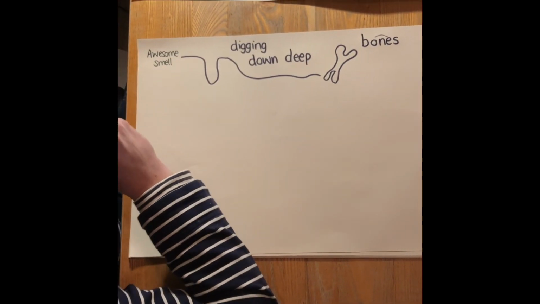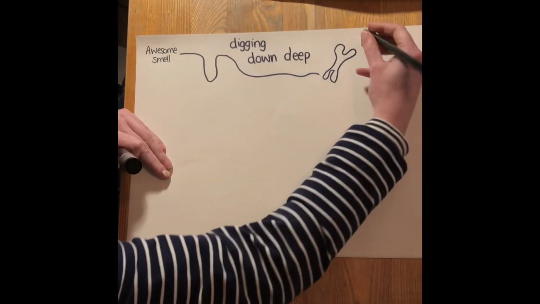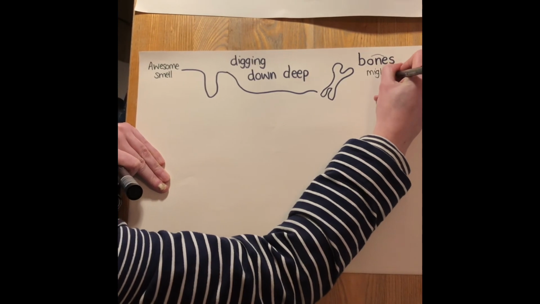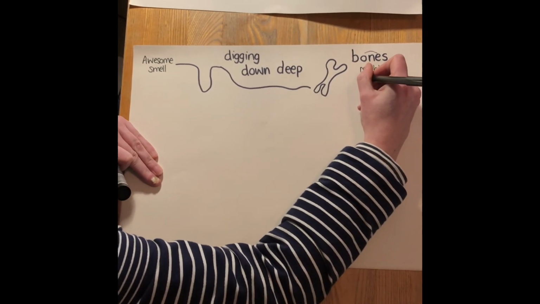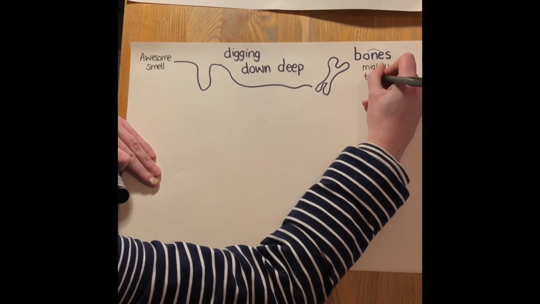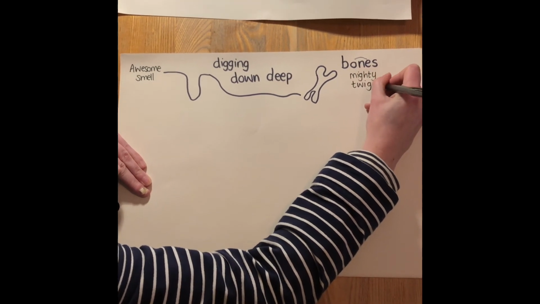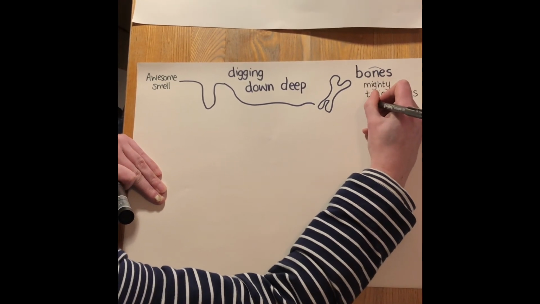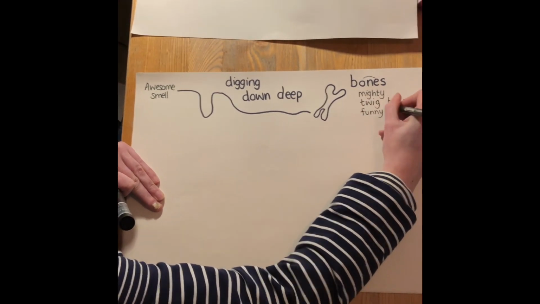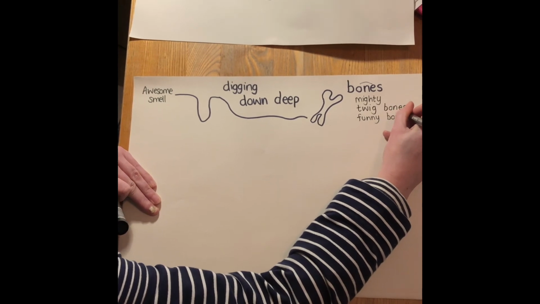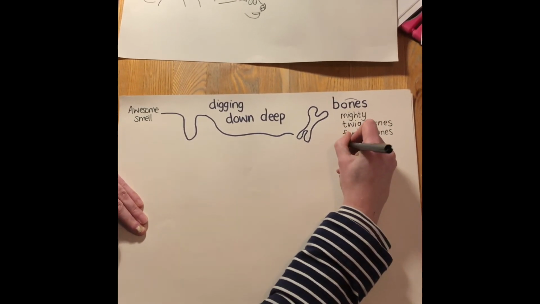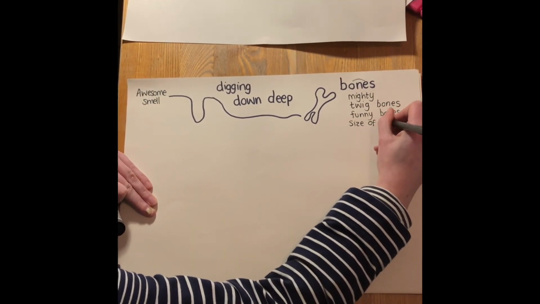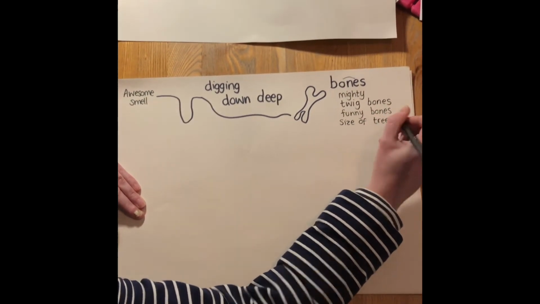And if you remember, he found different kinds of bones. He said mighty bones. Mighty bones. He said twig bones. So some were really small as twigs. So twig bones. And some funny bones. That reminds me of the story we've had before called Funny Bones. And some were the size of, can you remember from the story, the size of trees, so really huge bones too, so all different bones.